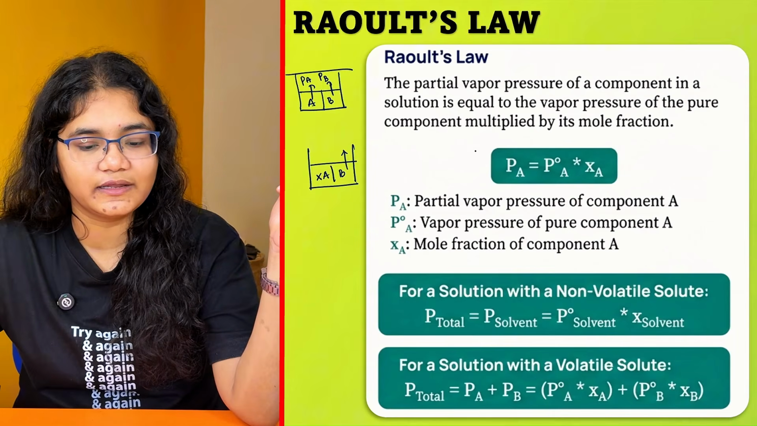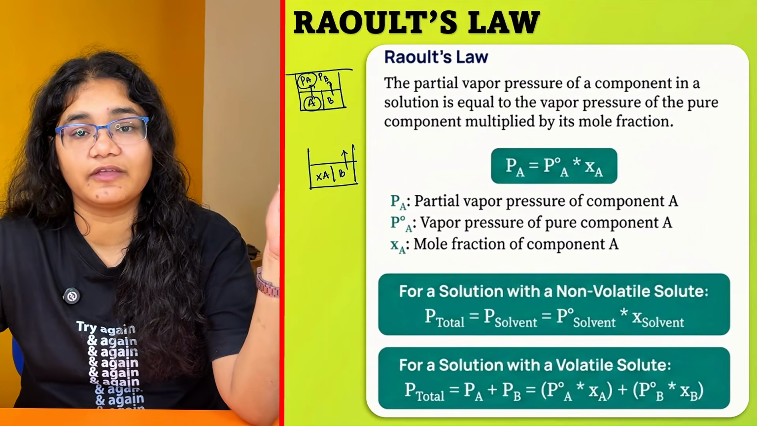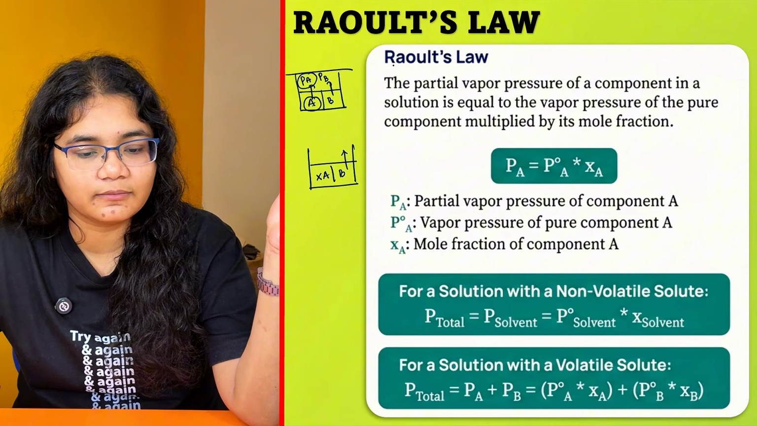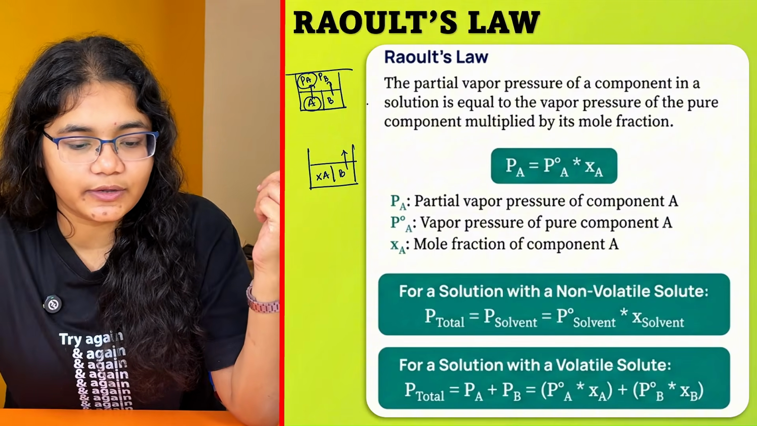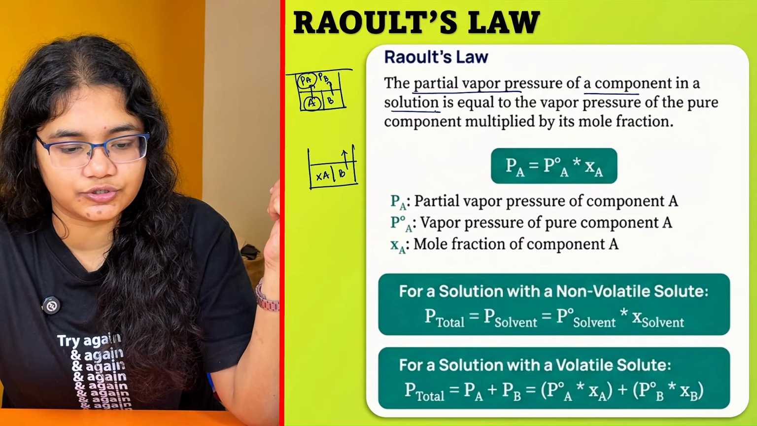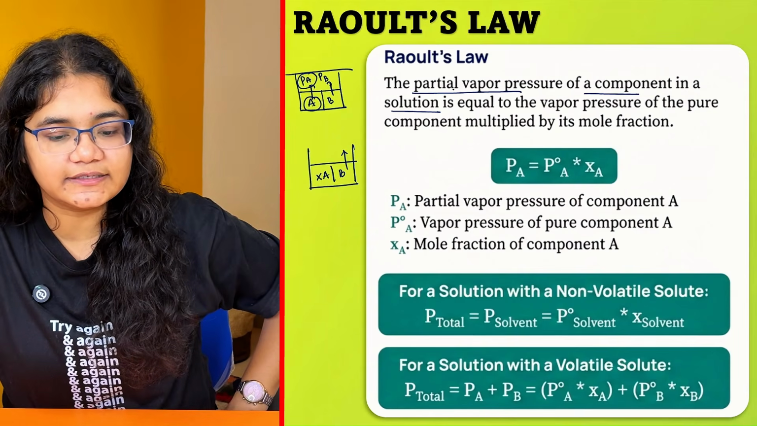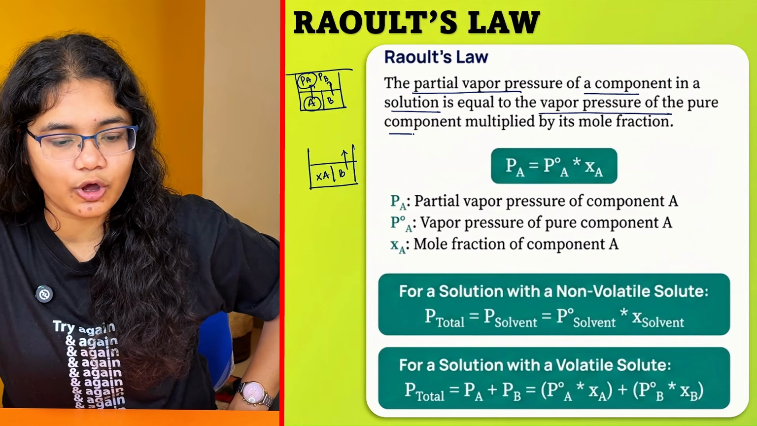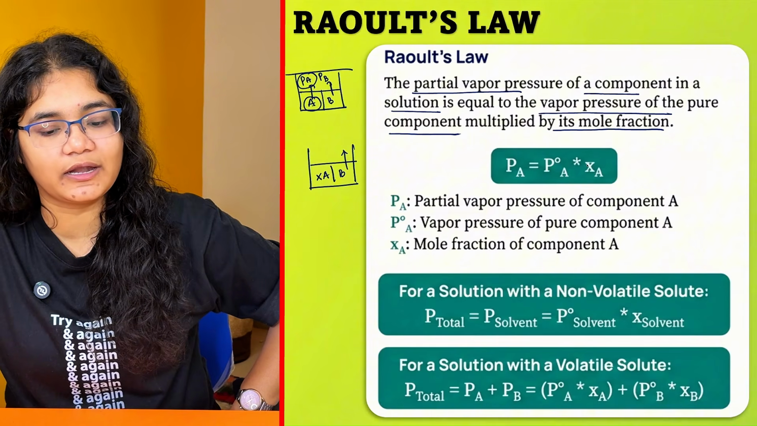Okay, so how do we write here? The pressure of A is proportional to the mole fraction of A in the solution. It's very similar to Henry's law. But here we are taking 2 volatile liquids. That's the difference. So you can see that the partial vapor pressure of a component in a solution, this PA, is equal to the vapor pressure of the pure component multiplied by its mole fraction. So PA is equal to P naught A XA.